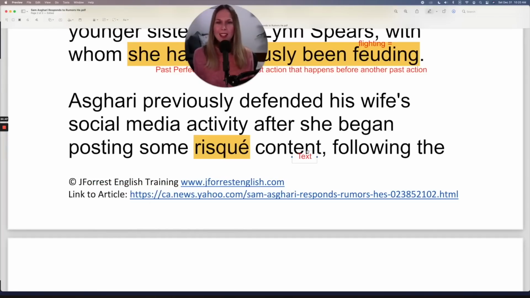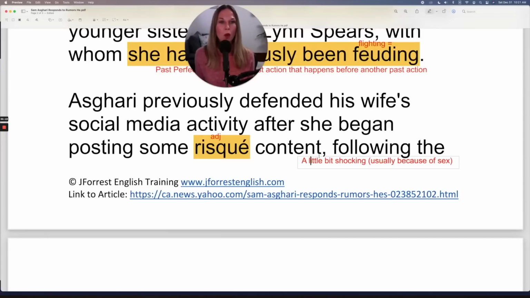Okay, now what does this mean? Risque content is an adjective. When you describe something as risque, it's something that shocks you a little bit, just a little bit. It's not like, oh my God. It's just like, oh, it's just a little bit shocking, usually because of sex. There's something related to sex. So a little bit shocking.